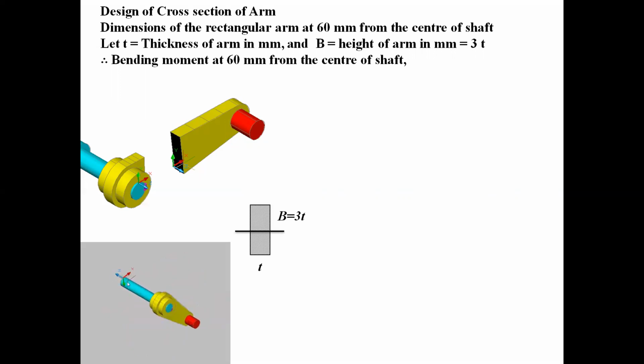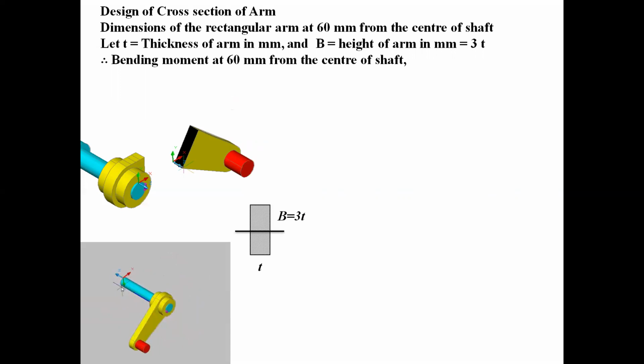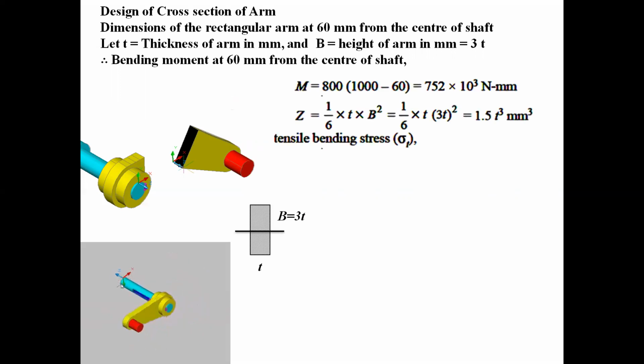So if the load is applied, then it is going to bend like this. So there is a bending action. Whenever we say bending, it means sigma b is acting, which is equal to M by Z. M is the moment. M is equal to 800 multiplied by that distance. Here in our torque equation we have considered 800 into 1000, but here we must subtract 60 mm as we have to take the cross section at 60 mm from the center of the shaft.